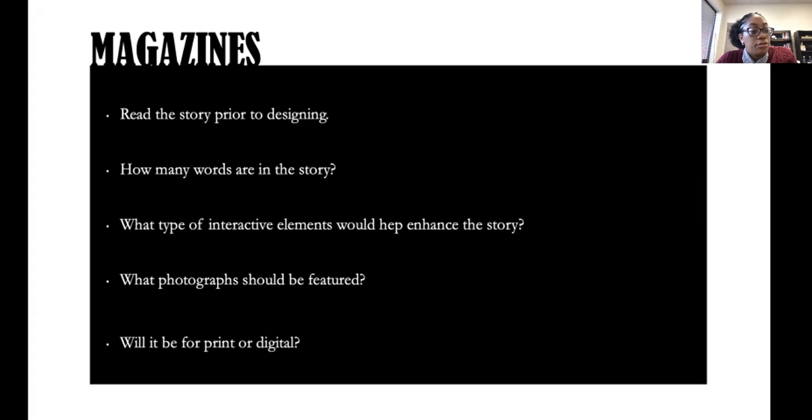Then you've got to think about the photographs and how they should be featured. Then you also have to think about whether it will be for print or digital. So that's a big one too.